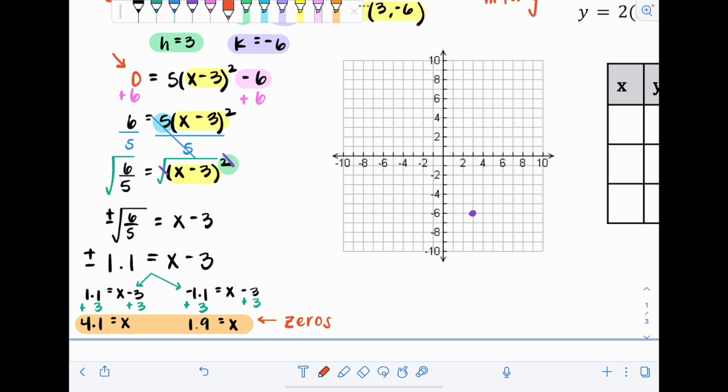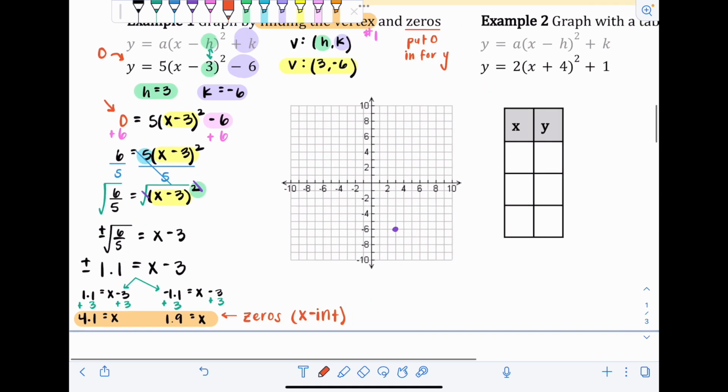So zeros are where the graph crosses the x-axis, so they're x-intercepts. Those are going to be our next set of points. Whatever numbers we get, and I'm sorry they're decimals, try to keep the same example that was in your workbook, we're going to put points there on the x-axis. Remember, the x-axis is the one that goes side to side. This is the x, and this is the y.